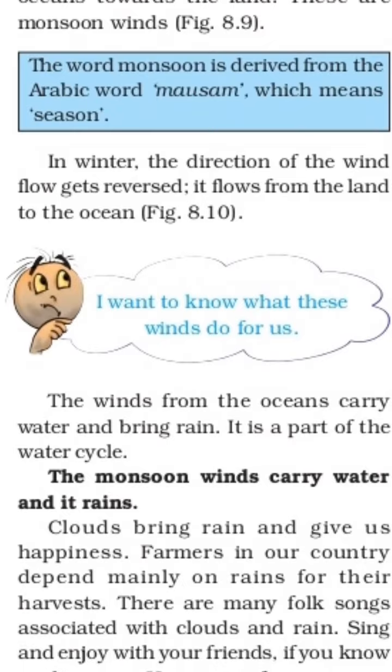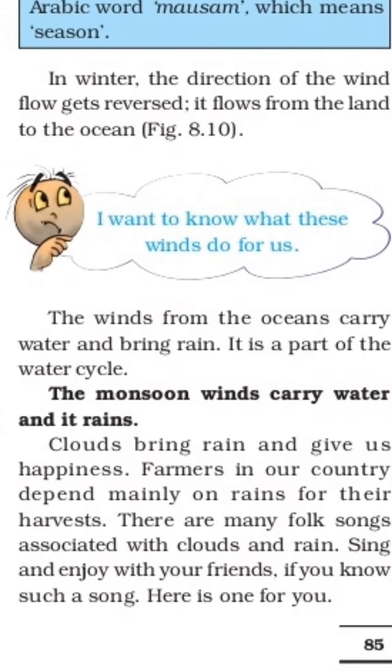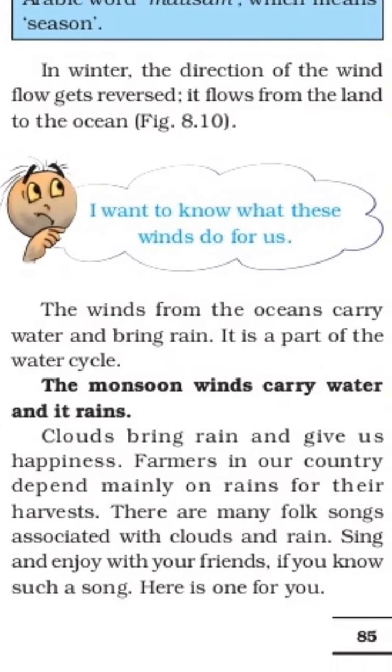In winter, the direction of the wind flow gets reversed. It flows from land to the ocean. In the winter season, what happens? Land becomes cooler faster than the water. That's why the cool air from the land passes to the sea, and hot air from the sea passes to the land. In this way, the cycle is completed.